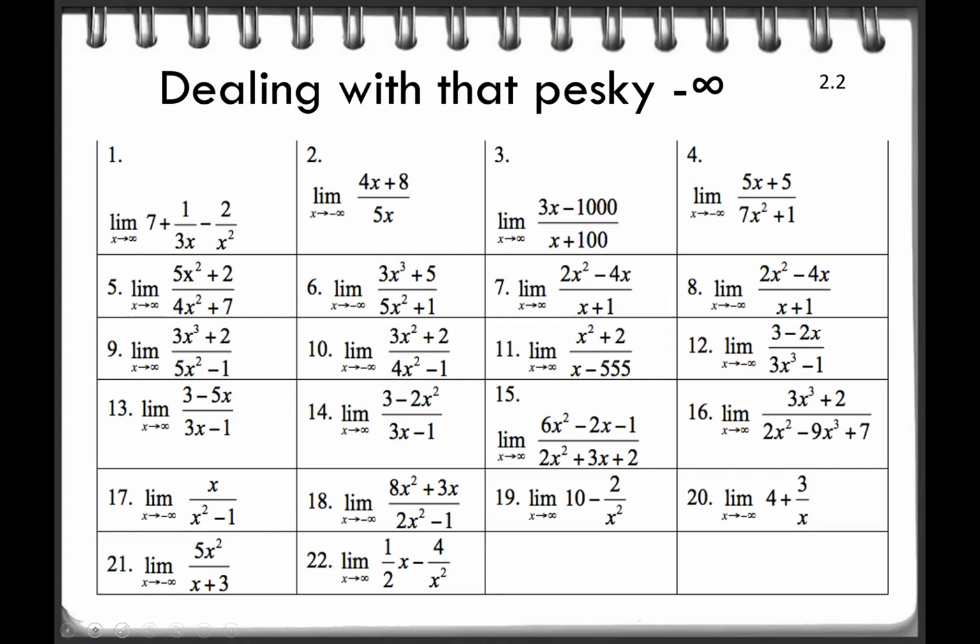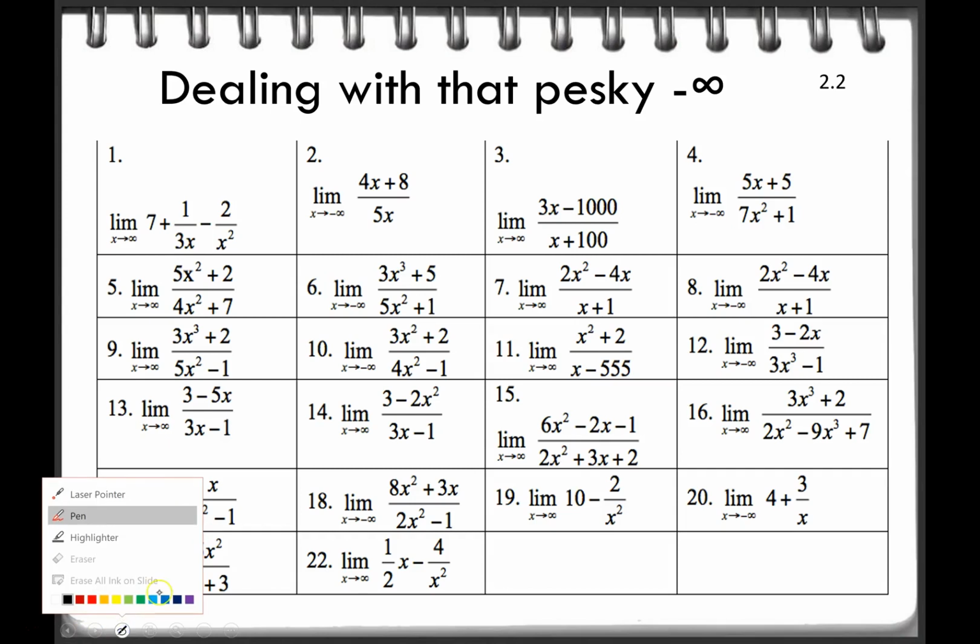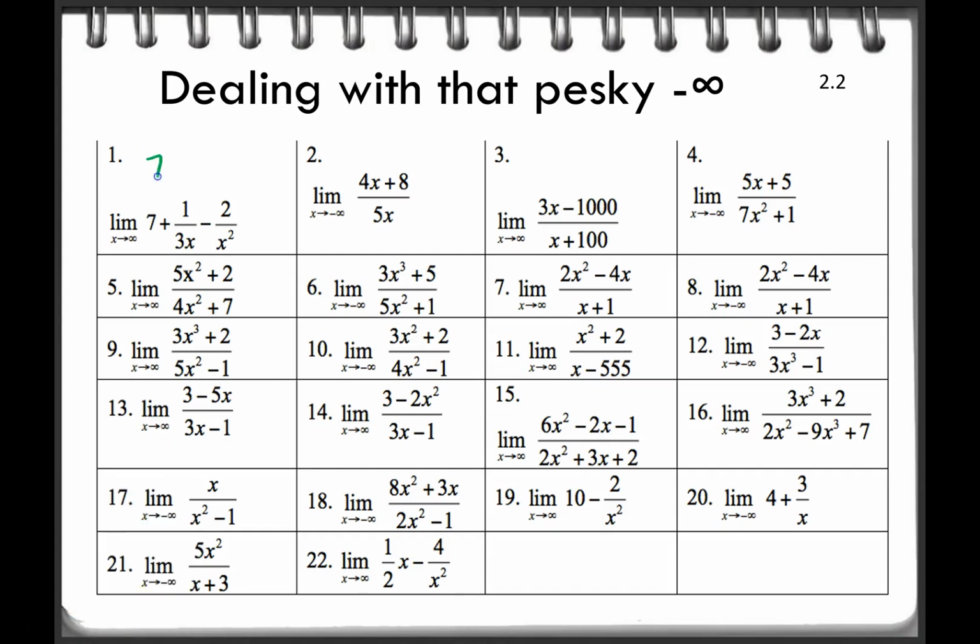This here is going to be your homework, and I do want to tackle a couple problems because some of them are a little bit challenging, and I haven't brought up a few facts here. So let's go ahead and let's do number 1. So number 1, the limit as x approaches infinity of 7 is just going to be, let me get a different color, a lot of black here. It's going to just be 7.